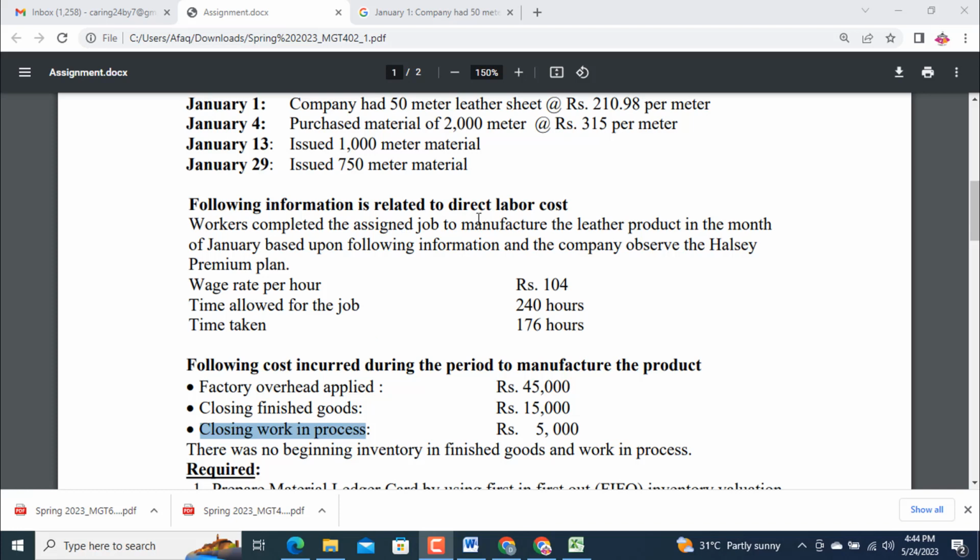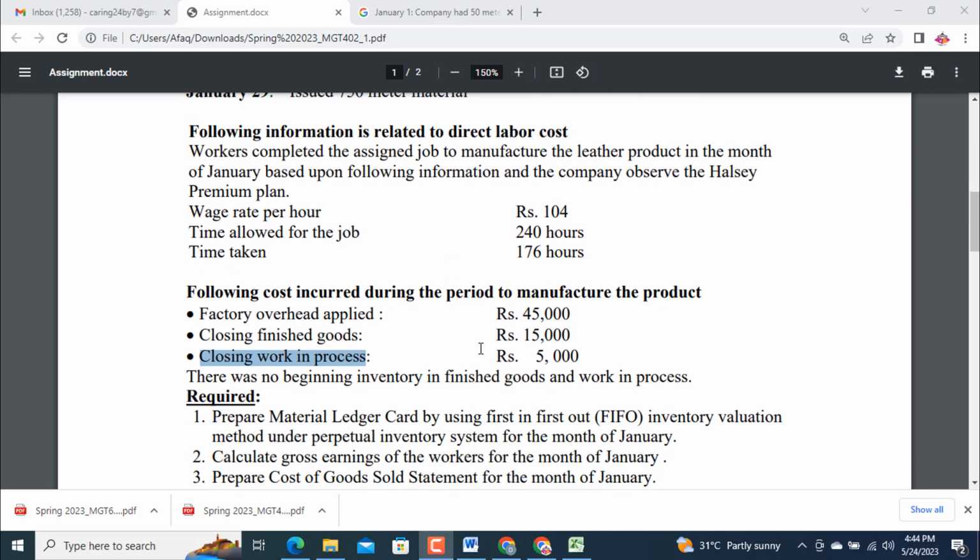The following information is related to the direct labor cost: workers completed the assigned job to manufacture the leather products in the month of January, and the company observed the Halsey premium plan. Wage rate per hour is ₹104. Time allowed for the job, 240 hours. Time taken, 176 hours. Following costs were incurred during the period to manufacture the product: factory overhead applied ₹45,000, closing finished goods ₹15,000, closing work in process ₹5,000. There was no beginning inventory in finished goods and work in process.